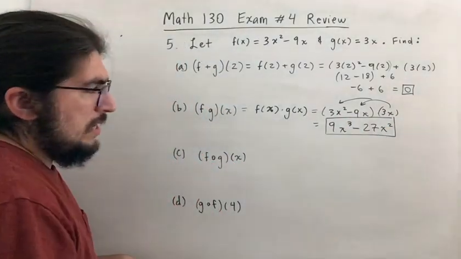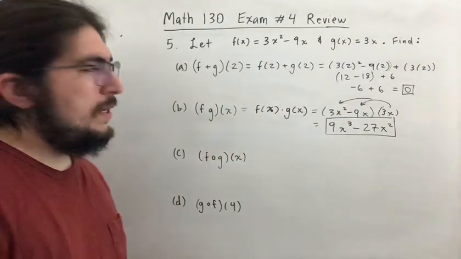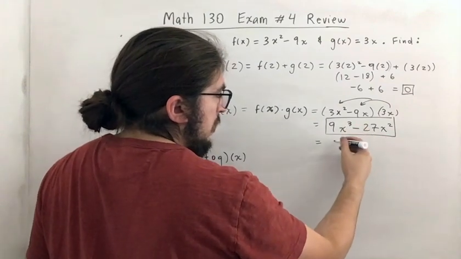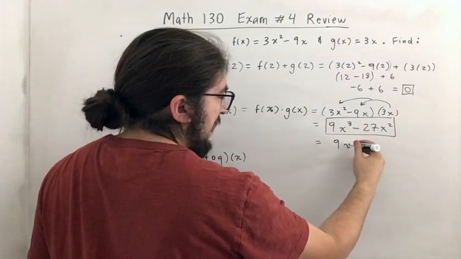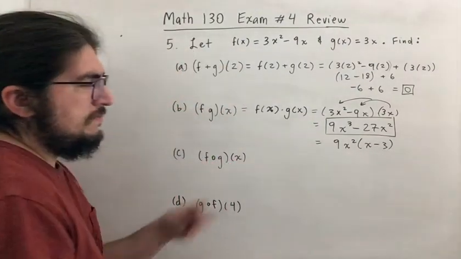What's kind of funny is that you can actually factor this, but you kind of get back to where we were a little bit. In fact, if you were to factor this completely, these both have 9 in common you can pull out, and an x squared, and you just have x minus 3. So that's another valid way of writing it, but the top one is fine.